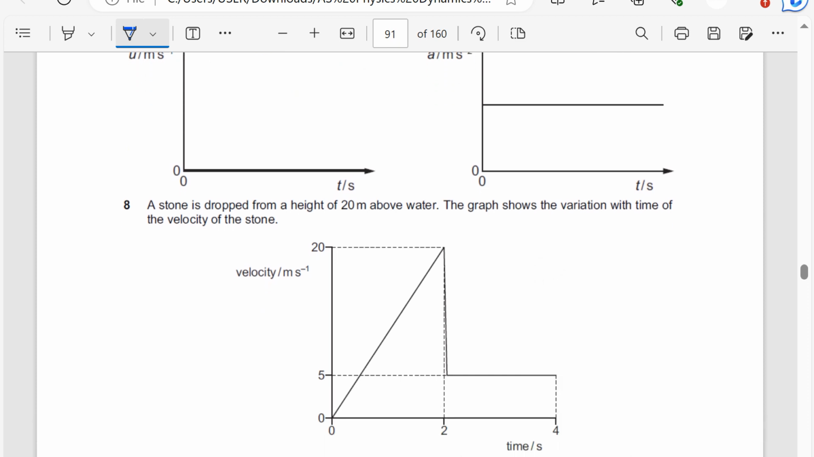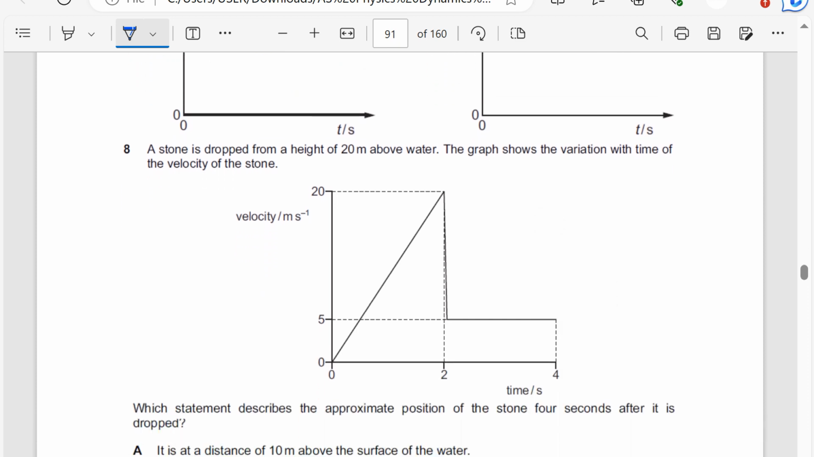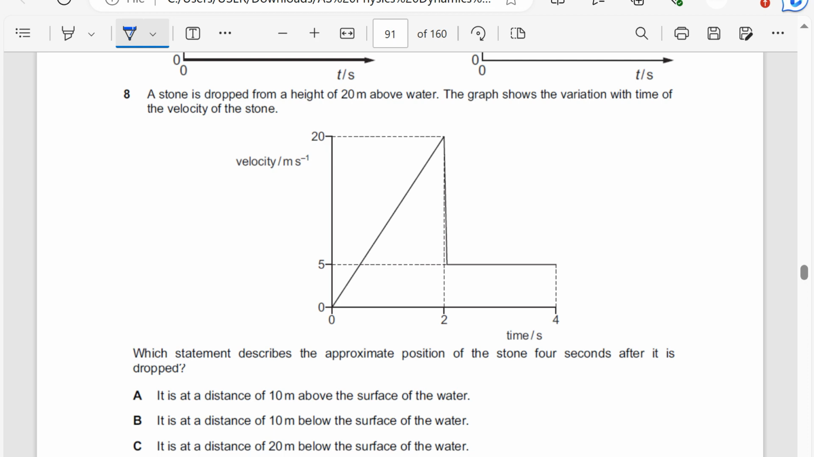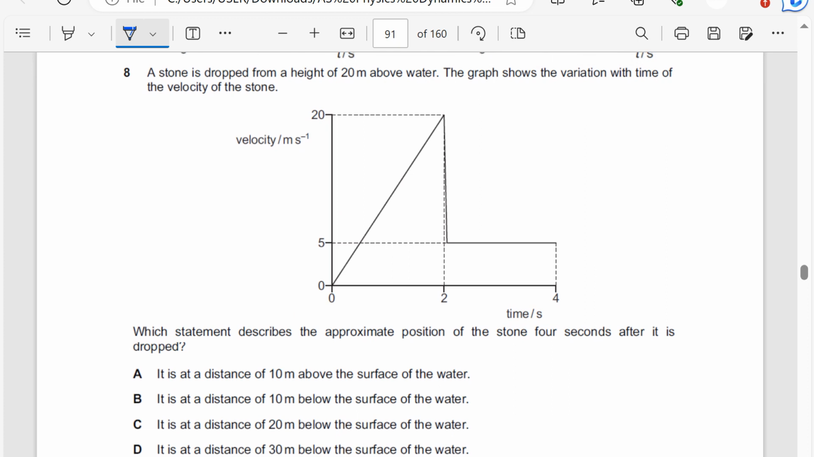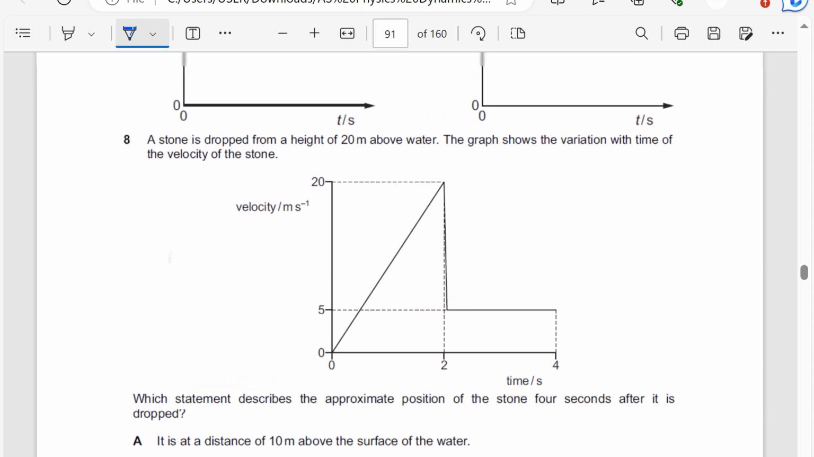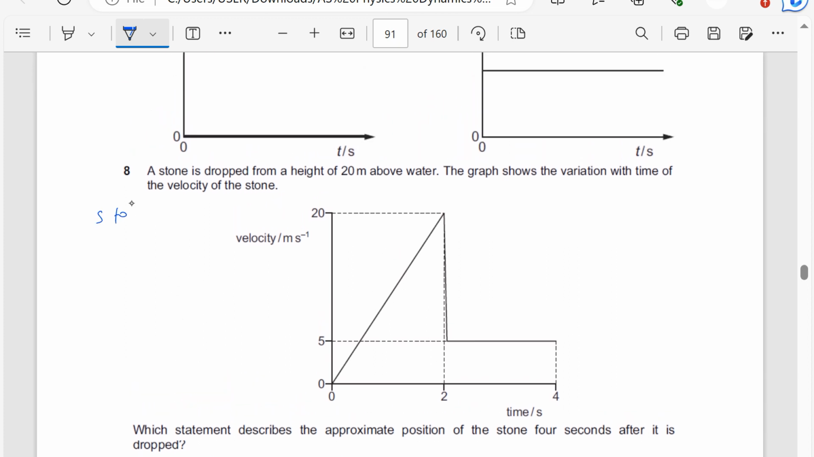C is not correct. A stone is dropped from a height of 20 meters above water. The graph shows the variation in time of the velocity of the stone. Which statement describes the approximate position of the stone 4 seconds after it is dropped? I think we have answered a similar question. So let's see the distance for it to reach the water surface.